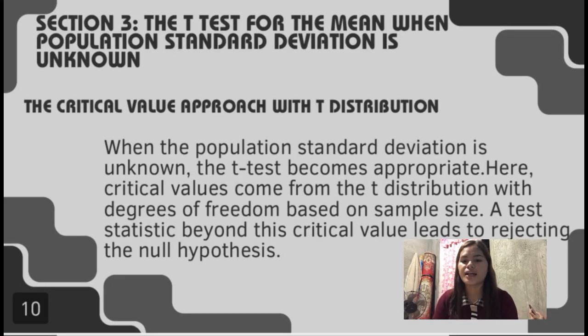Section 3. The t-test for the mean when population standard deviation is unknown. The critical value approach with t-distribution: when the population standard deviation is unknown, the t-test becomes appropriate. Here, critical values come from the t-distribution with degrees of freedom based on sample size. A test statistic beyond this critical value leads to rejecting the null hypothesis.